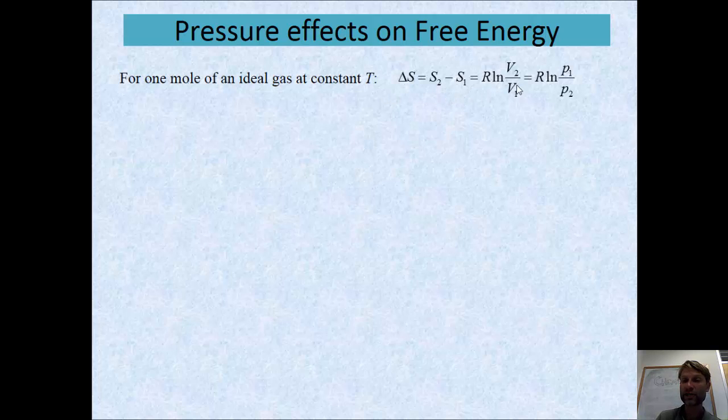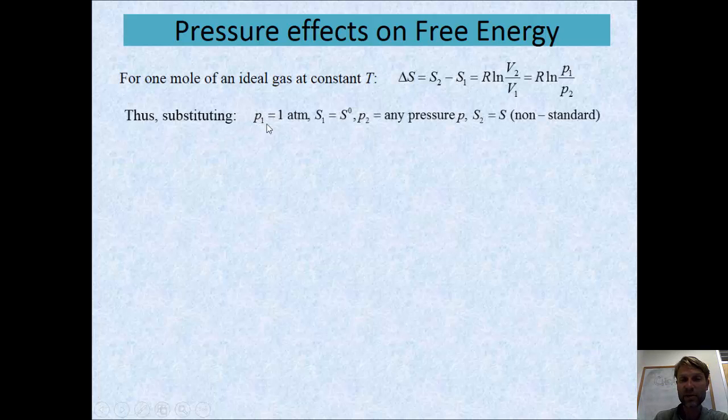change, whether it's changing volume or changing pressure, and the entropy change associated with that process is going to be equal to the final entropy, or the entropy of state 2, minus the initial entropy, or the entropy of state 1. And this is given by the gas constant times the natural log of V2 over V1, or the gas constant times the natural log of P1 over P2. Now notice the inverse relationship between volume and pressure, and that's due to the ideal gas law.